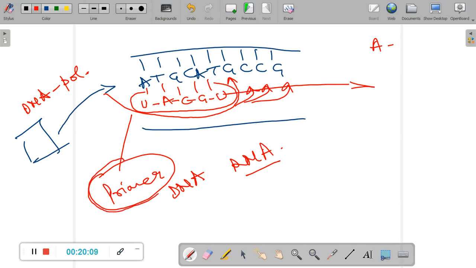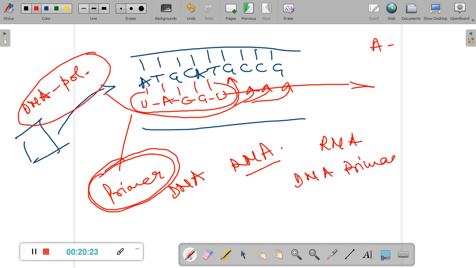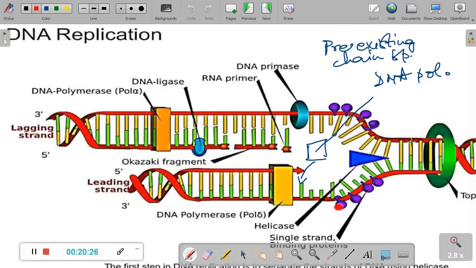Now, how is this primer formed? What will form this tiny little primer? Certainly an RNA primer is needed for the beginning of the functioning of DNA polymerase, and this primer is formed by an enzyme called DNA primase. Now let's get back to the process of elongation and see what is happening there. Here we have this enzyme called DNA primase. What is DNA primase doing? It is going to form these tiny primers. And once this primer is formed, DNA polymerase can actually start making a chain and elongating the newer strand.